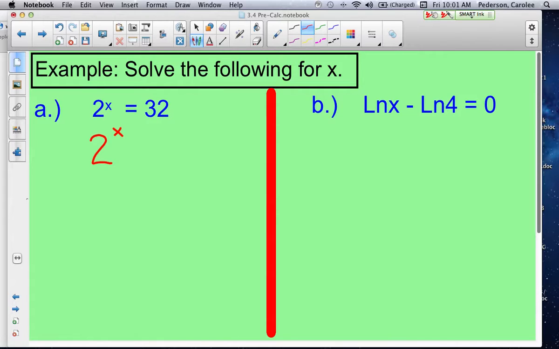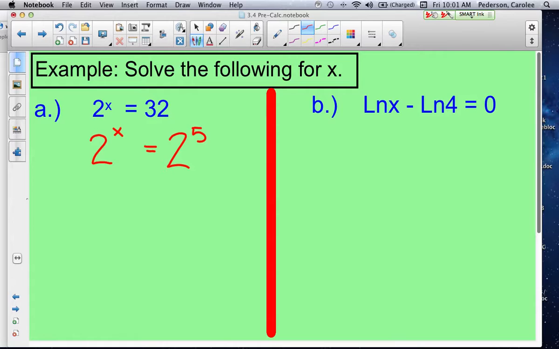How do I rewrite 32 to the same base? So like 2 to the 1, 2 to the 2, 2 to the 3, 2 to the 4, 2 to the 5, 2 to the 6. Which one would it be? 2 to the 5. 2 to the 5th power equals 32.